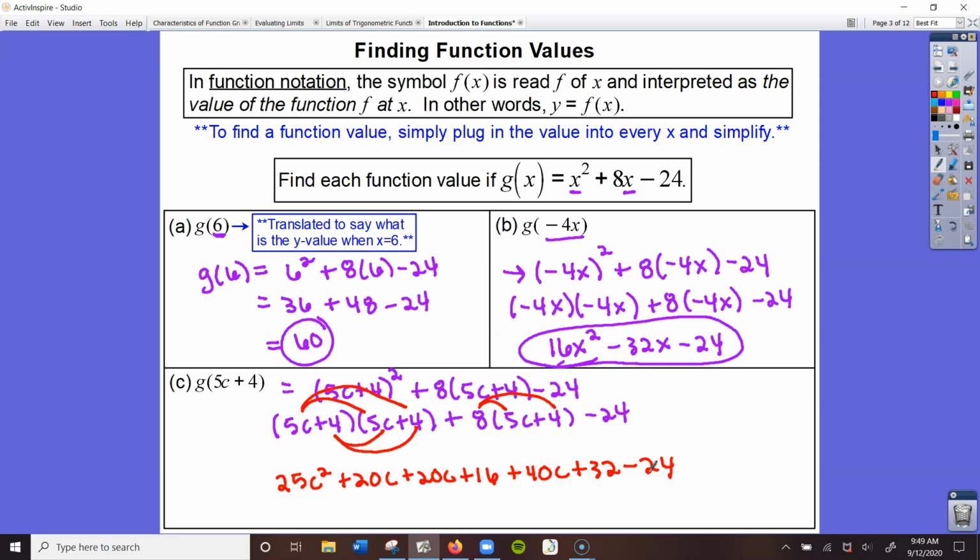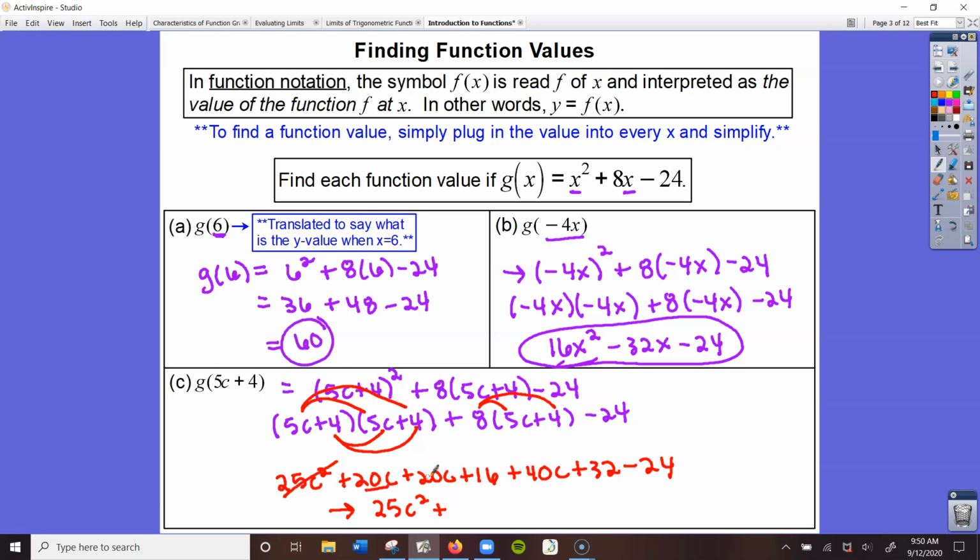Once you have everything distributed, we can go ahead and combine like terms. We always want to make sure that our answer is written in standard form, meaning that we start with the highest exponent and work our way down. So our first term would be the 25c squared. Now I like to cross out terms as I use them, so that way I can focus on what's left.